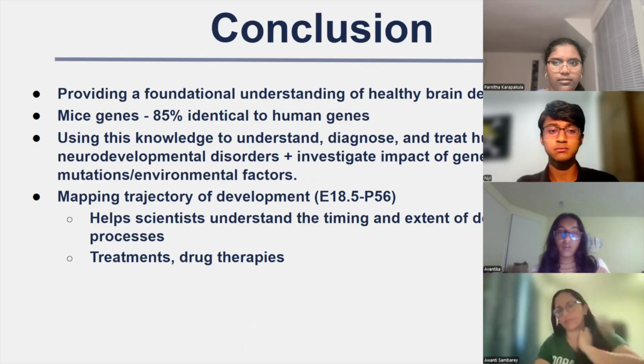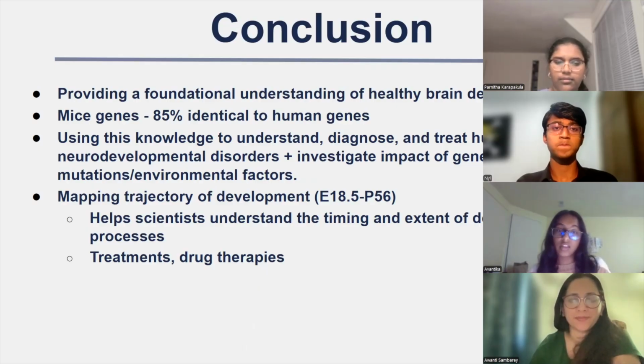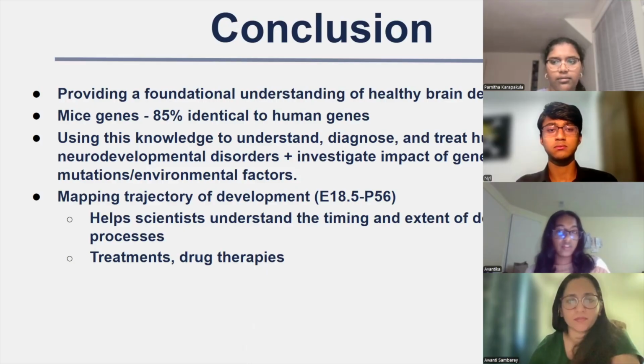for example, neurogenesis, which is the process of generating new neurons within the brain. And other than developmental processes, we can also study diseases or disorders in humans with genetically modified mice. By studying their brains, we can create drug therapies and treatments that can help alleviate these illnesses and help more people in the future.